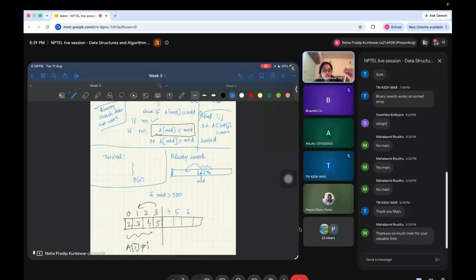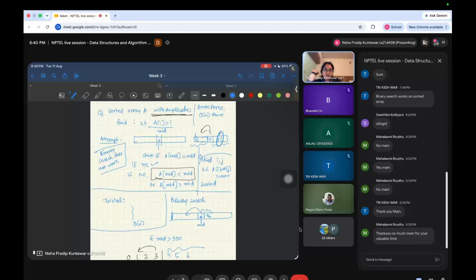Coming back to your question, this part of the array should be discarded, because if A of mid itself is larger than mid, then it has to be the case that for all j greater than mid, this inequality will hold. So you will not find A of i equal to i there. But what I thought you said initially was that there are duplicates, in which case you can come up with a counter example.